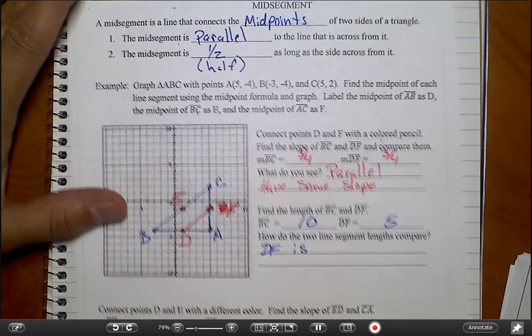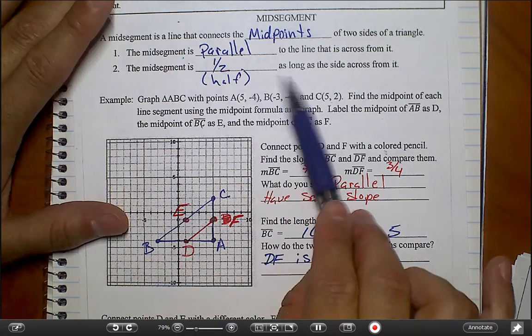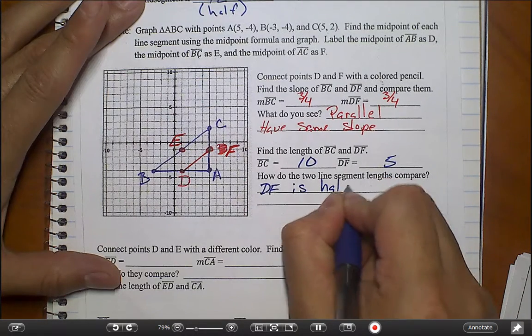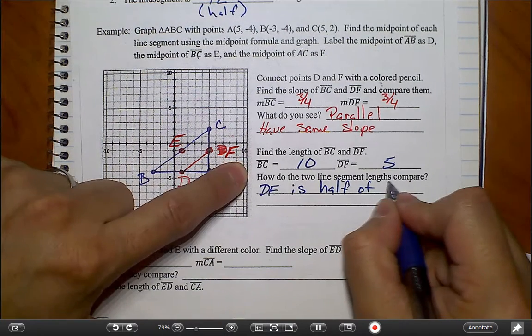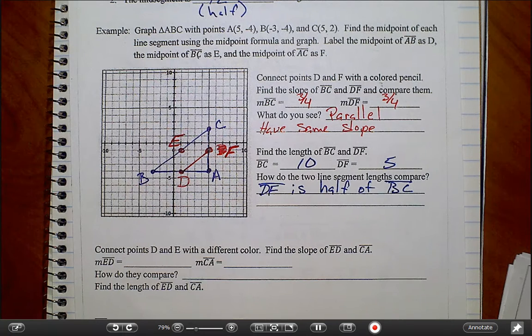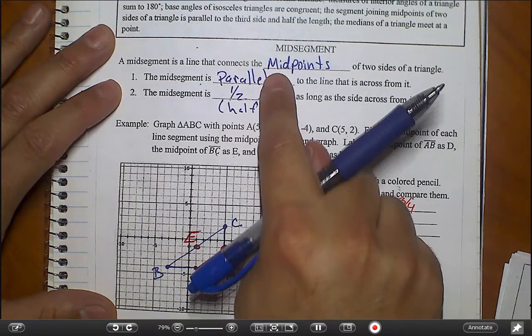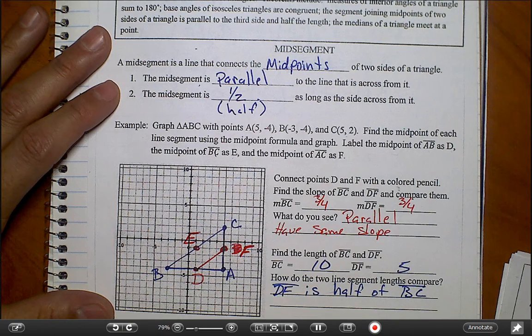Where would I get that terminology from? The mid segment is half as long. Half of BC. DF is half as long as BC. Does that make sense? This just keeps going back to what I have right here, right? The lines are parallel. The mid segment is half. Okay.